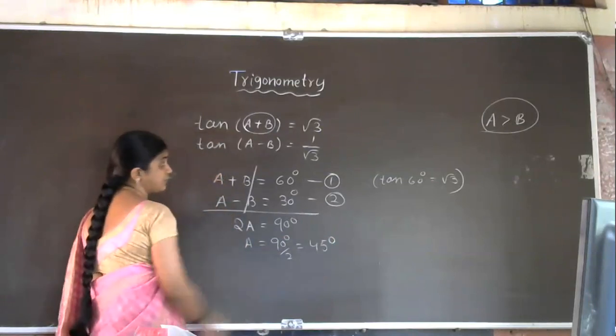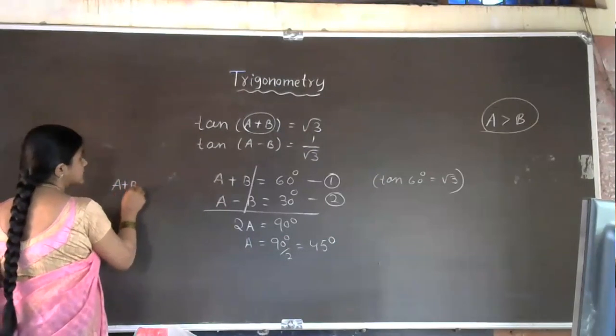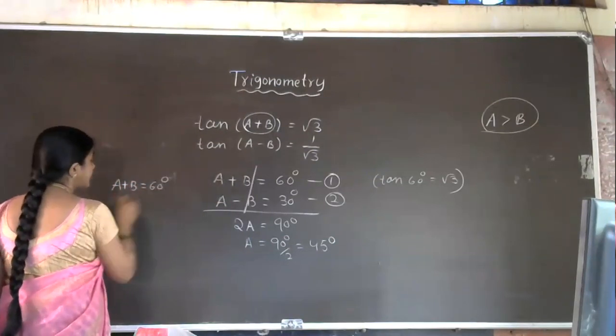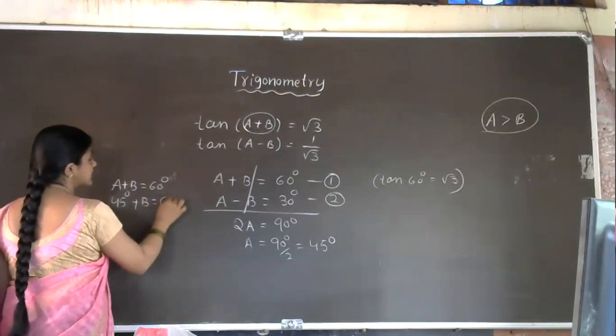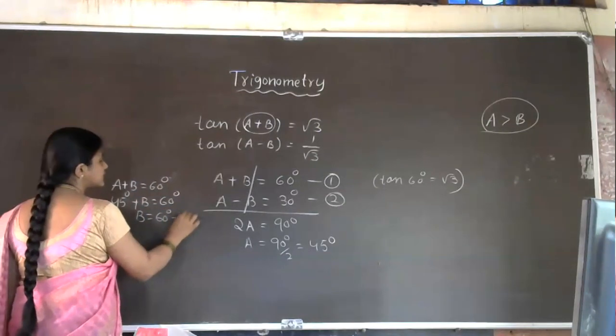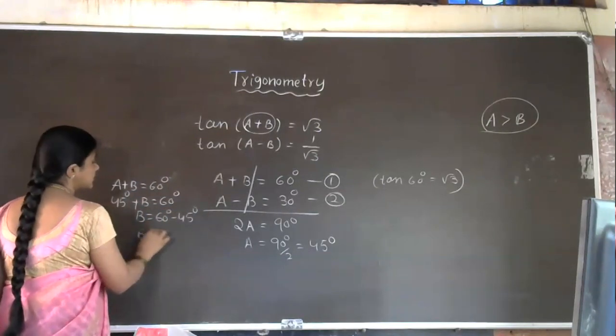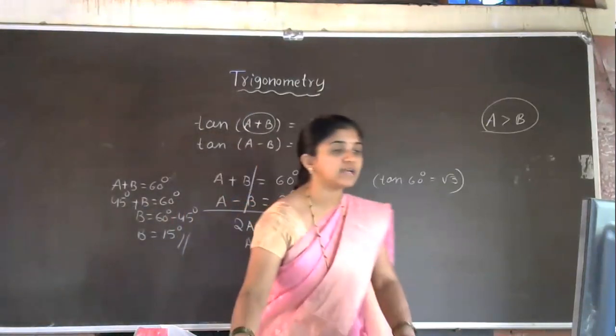Now, with a as 45 degree, substitute the a value in any equation. A plus b is equal to 60 degree. Then a is 45 degree, plus b is equal to 60 degree. Therefore b is equal to 60 degree minus 45 degree. B is equal to 15 degree. Same answer we got actually.